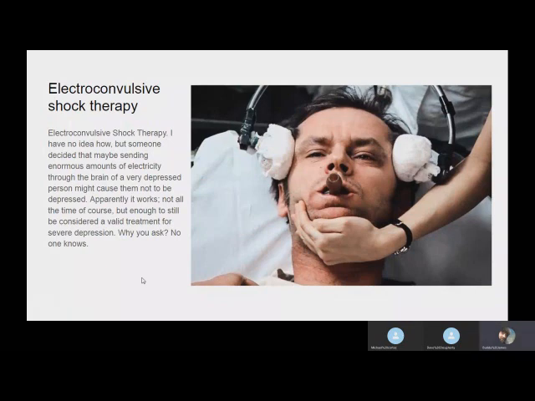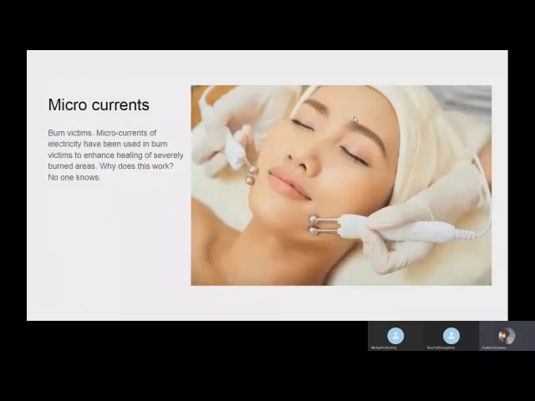So these electrical resets are strange. A lot of the time it left people in a vegetative state when they went through electroconvulsive shock therapy. But microcurrents of electricity have been used in burn victims to enhance healing of severely burned areas. Why does this work? No one knows.